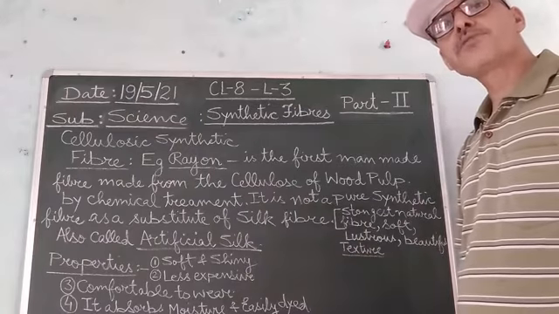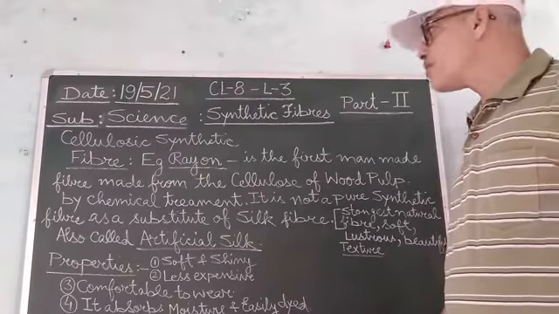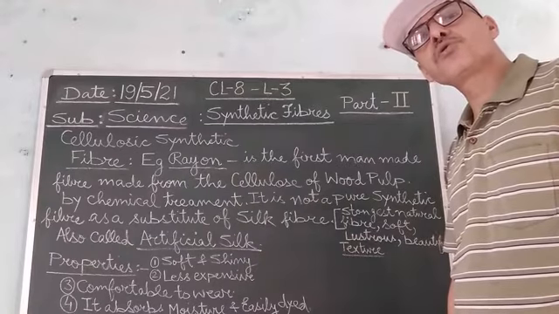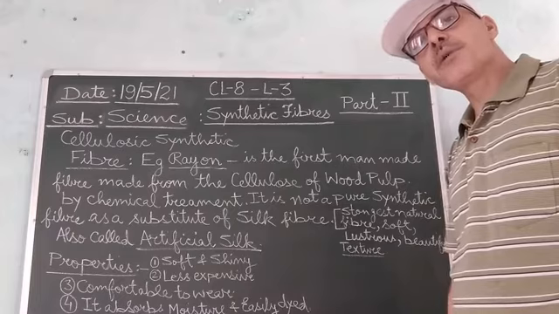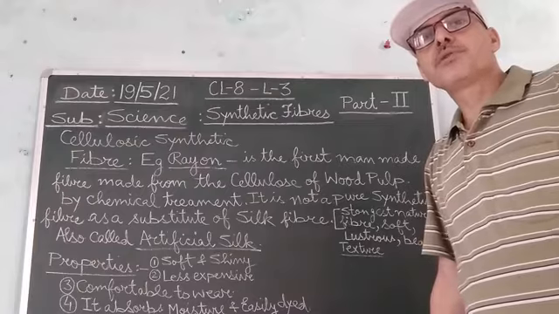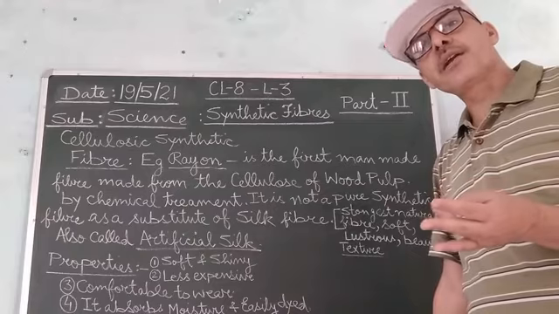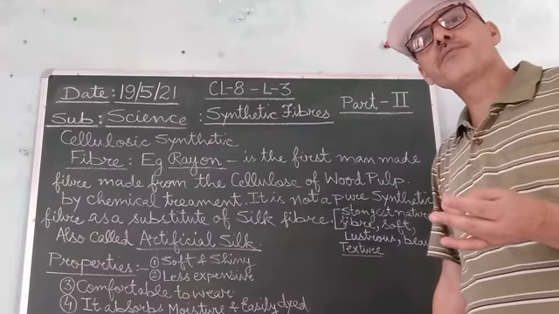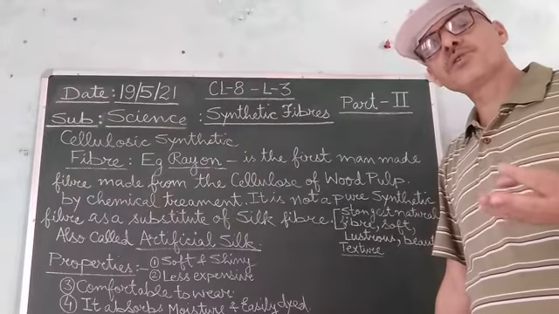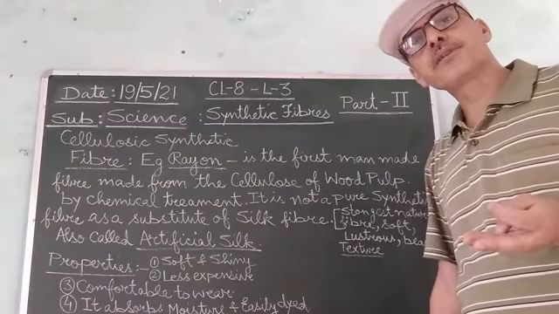Now I will explain to you one more type of fiber which belongs to the second category of synthetic fiber, that is the non-cellulosic type of synthetic fibers, and among them three types of fibers are included in your syllabus. The first one is nylon, second polyester, and third is acrylic. So these are the three examples of non-cellulosic type of synthetic fibers.